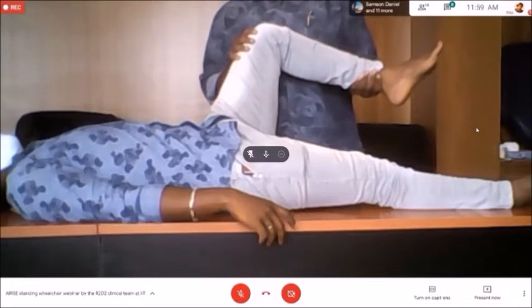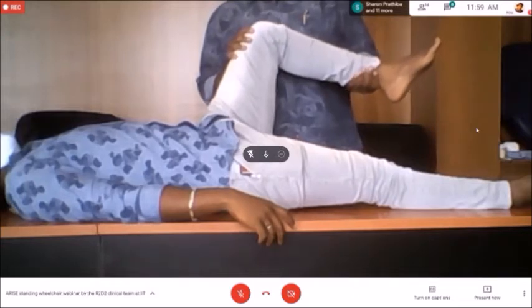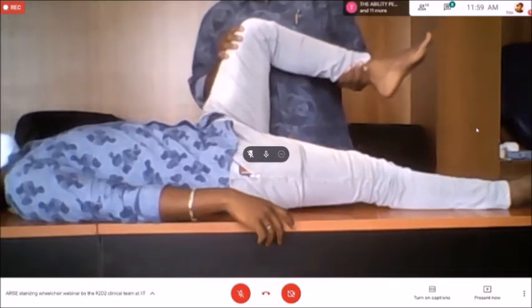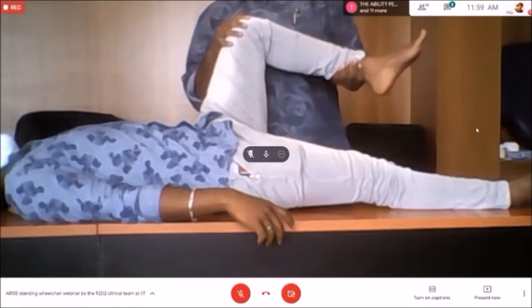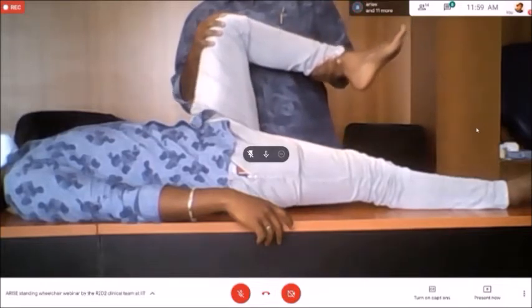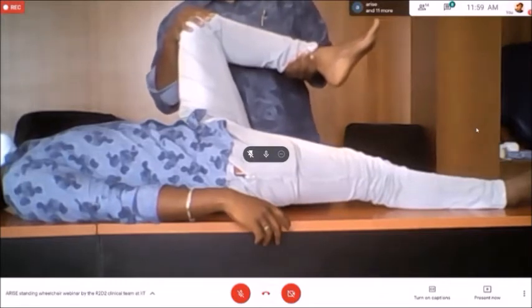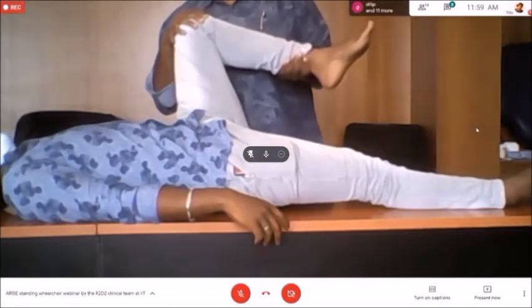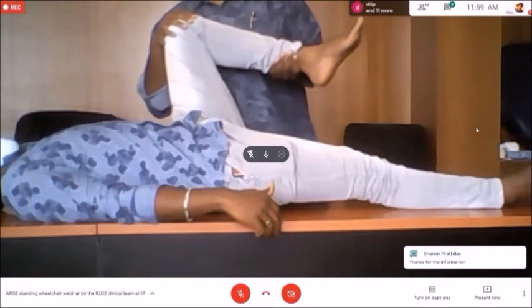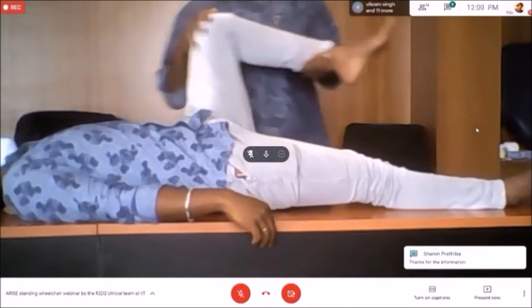Mr. Manish, can you just give him some resistance, but allow him to move? Just give him around 20% of resistance. Let him push you into bending the hip, but you try to resist lightly, not too much. So that is how you will look at the Ashworth scale.